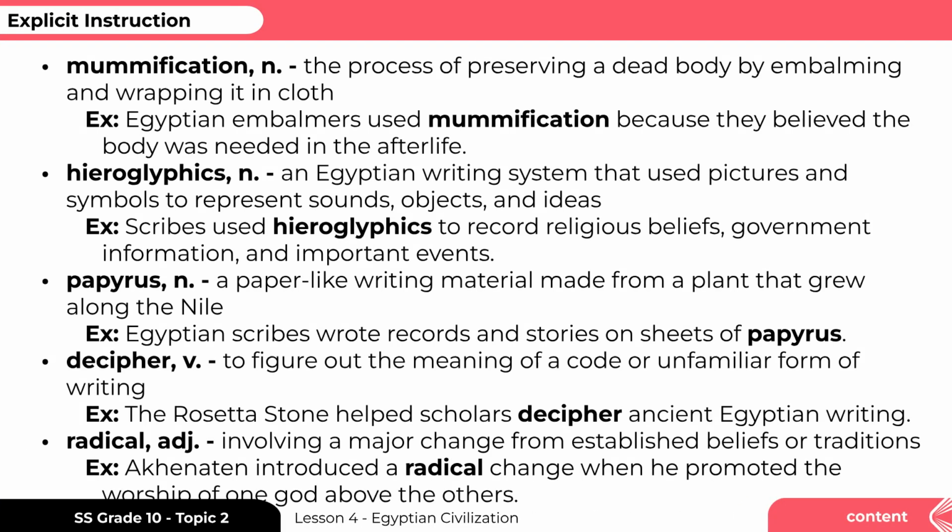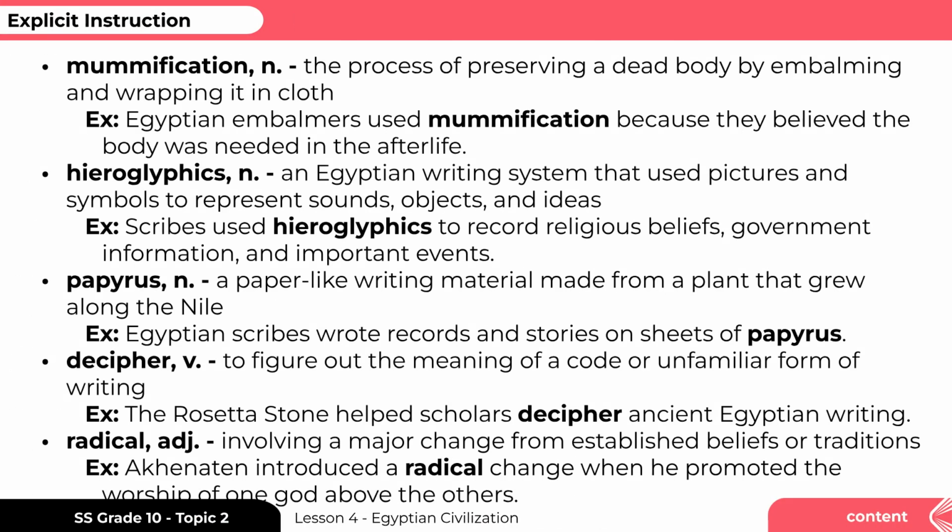First, mummification is the process Egyptians used to preserve a dead body by embalming and wrapping it. We will see why this mattered when we study the afterlife. Hieroglyphics were an Egyptian writing system that used pictures and symbols to represent sounds, objects, and ideas. Papyrus was a paper-like writing material made from a plant that grew along the Nile. Scribes used papyrus to record information, stories, and government records.